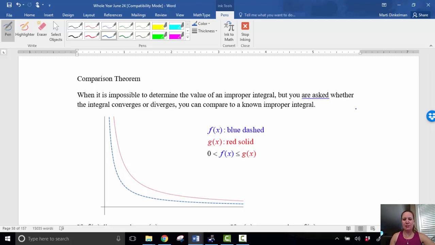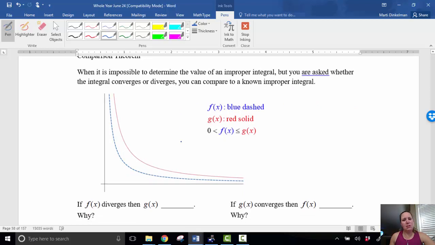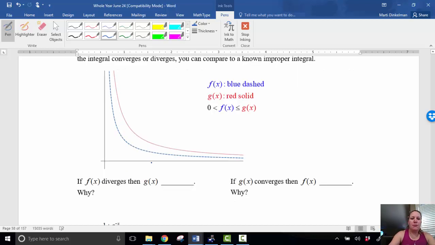So sometimes we're asked if something converges or diverges, but we don't really know the integral or the antiderivative. So we're just going to compare it to something that we know about. So here it's kind of maybe difficult to explain, but let's just say f of x, which is this blue dashed line, let's say it diverges. And for some reason, we know that this red line, g of x, is greater than it. Well, so if f of x diverges, let's just say it's infinite, and g of x is greater than something that's infinite, then g of x must also diverge.